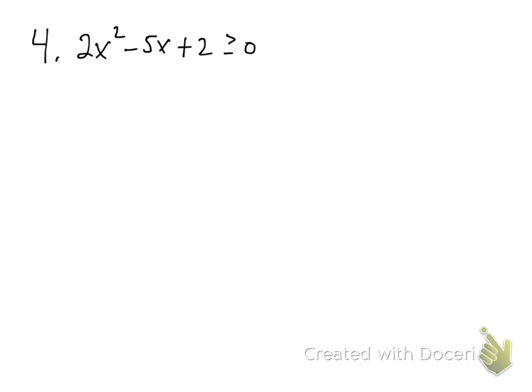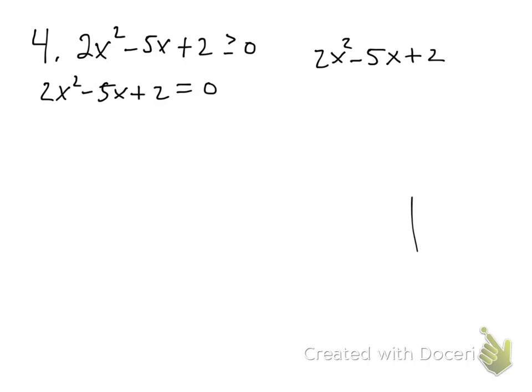So we have 2x squared minus 5x plus 2 greater than or equal to 0. So we're going to set that equal to 0. We're going to have to factor this, now we're using the AC method. You can factor this however you want. So I'll just use the AC method off to the right over here. So we're multiplying 2 times 2, the a and c, to get 4. We're looking for two numbers that multiply to 4 and add to negative 5.